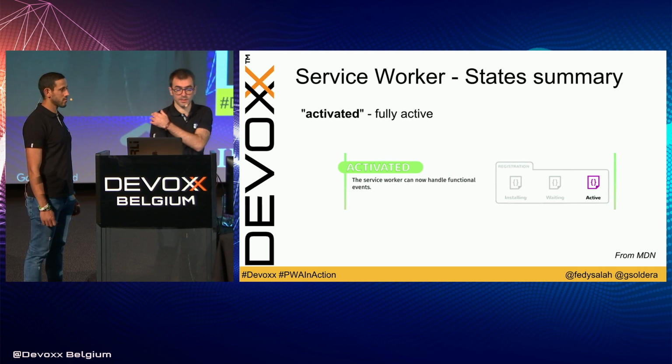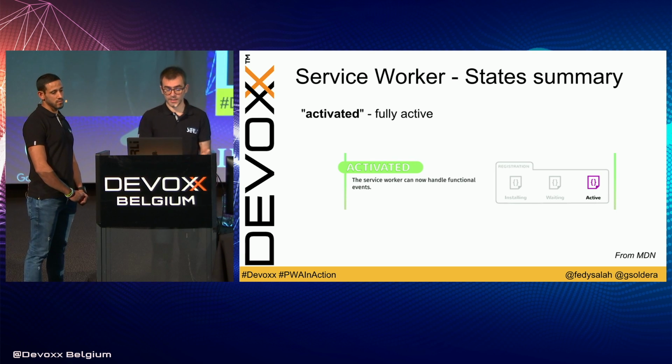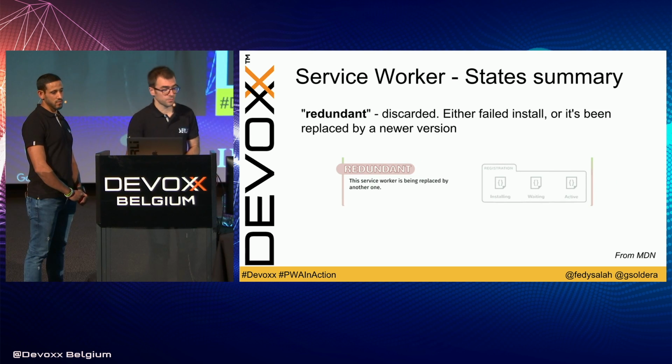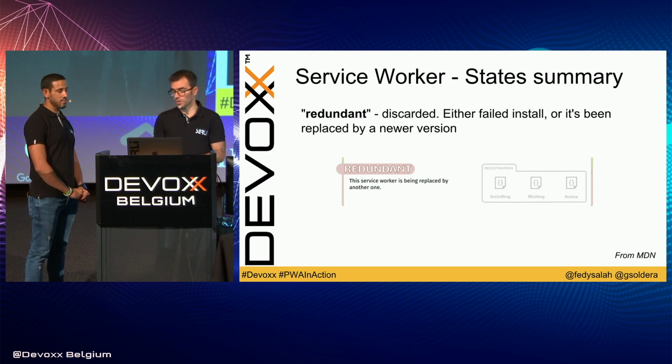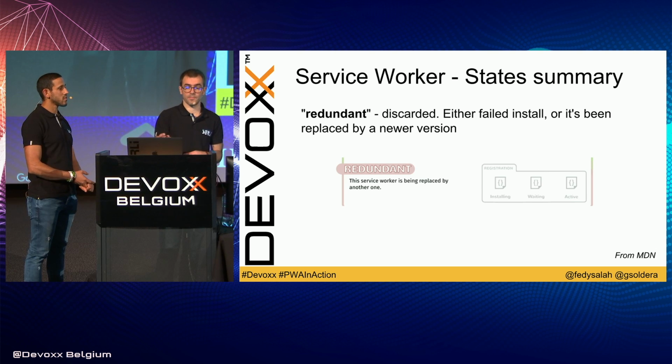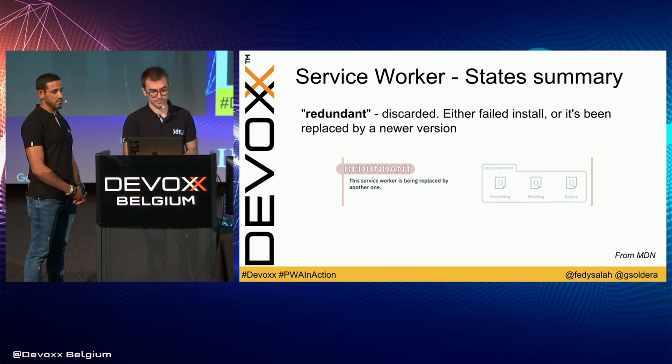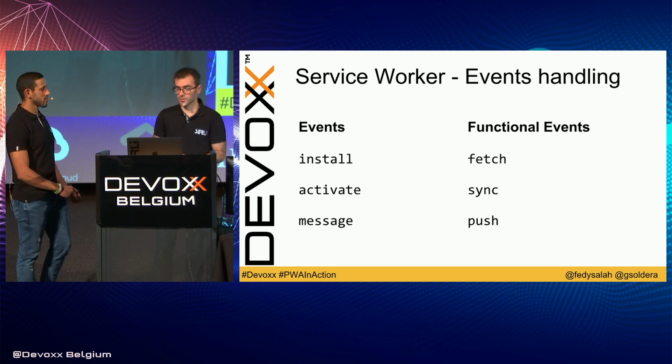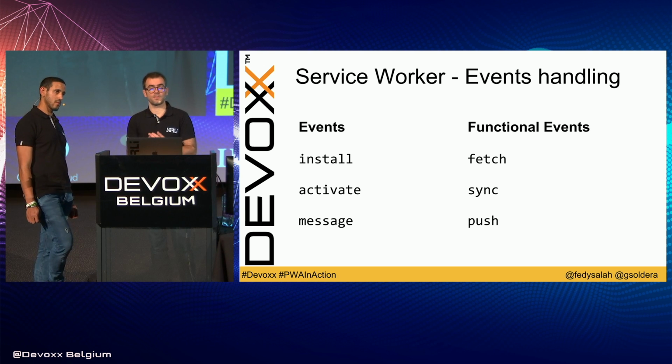Then the activated state: your service worker is fully active and can now handle functional events such as fetch. You can also see in Chrome DevTools that your service worker is redundant. It means it's an older version, or there was a failed install. So your service worker, after the activate phase, can handle functional events such as fetch, sync, or push.